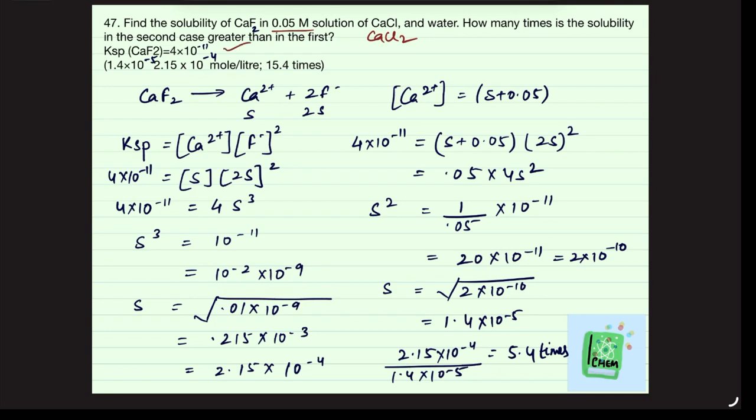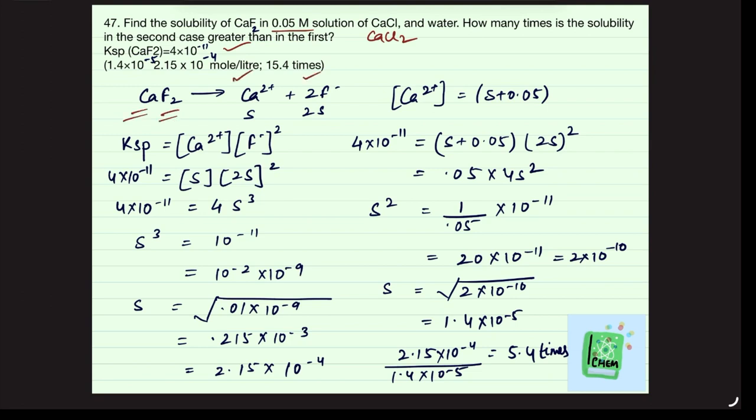Now in this question you have to find out the solubility of calcium fluoride in water and in a calcium chloride solution. First you have to find out the solubility of calcium fluoride in water. Then you have to find out the solubility of calcium fluoride in a solution of calcium chloride whose molarity is 0.05 moles per liter. Now calcium fluoride is made up of one calcium ion and two fluoride ions. If it dissociates, it gives one calcium ion and two fluoride ions.